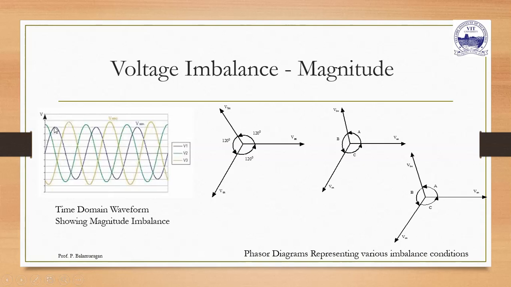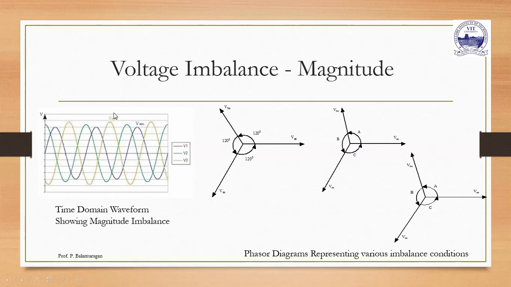Similarly if you consider the magnitude, here the peak value is at some value, and for this particular phase the peak value is at some different value, which means that this waveform contains both voltage unbalance and phase angle imbalance.